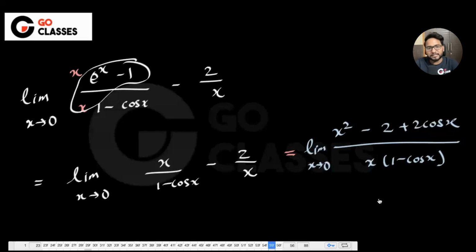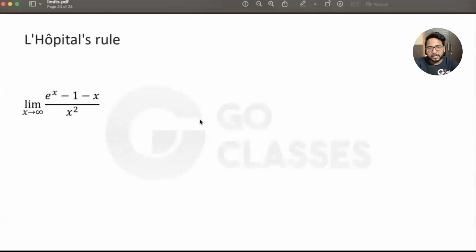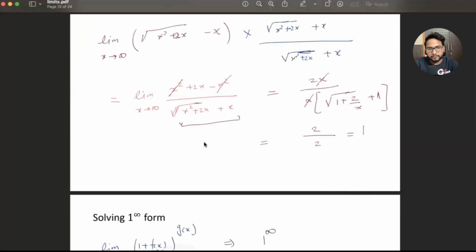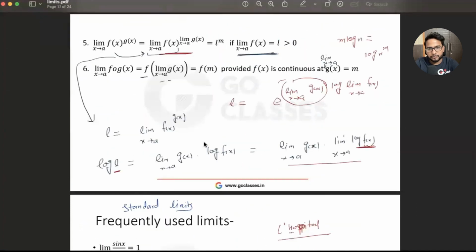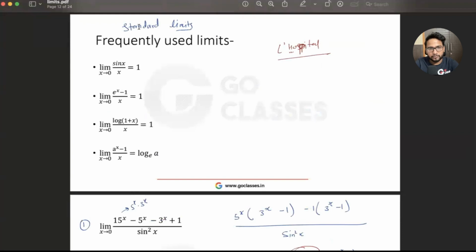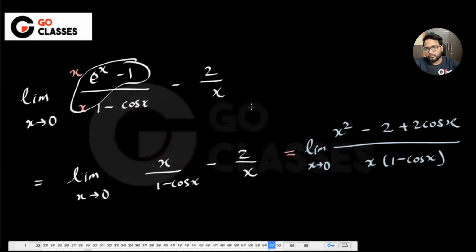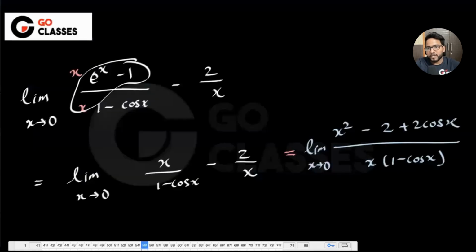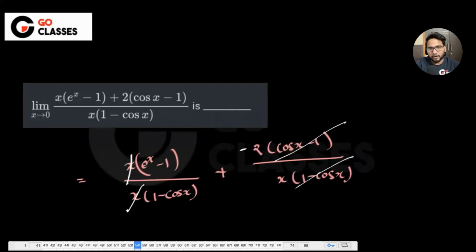There is a formula that sin x upon x is 1. Do we also have a standard limit for cos x upon x? I don't think so. Okay, so from here you can combine it. Let me just see the solution. In the solution, they have applied the L'Hopital directly, but you can do it in any way. Now you can apply the L'Hopital. We have just simplified it a little bit before applying the L'Hopital.